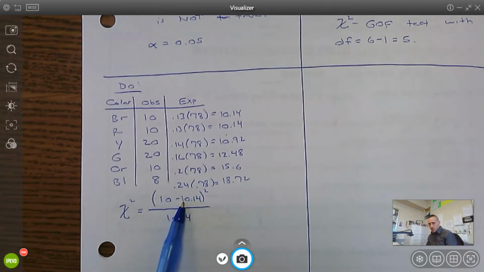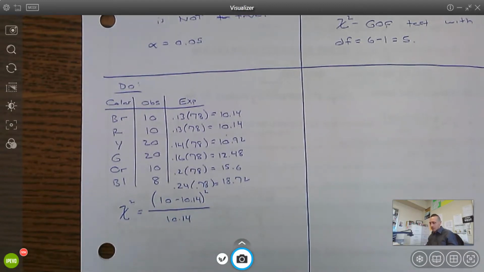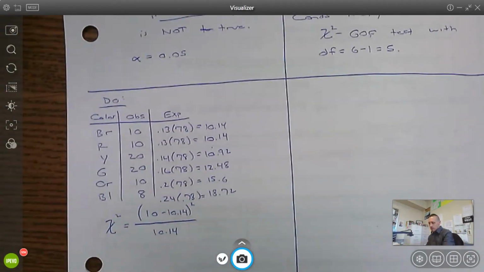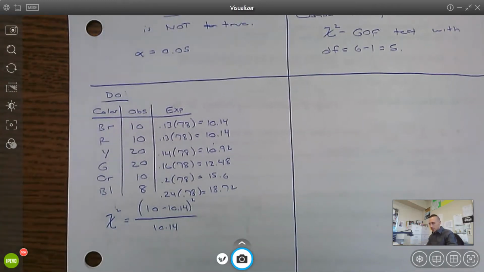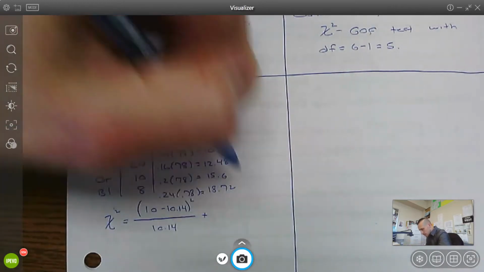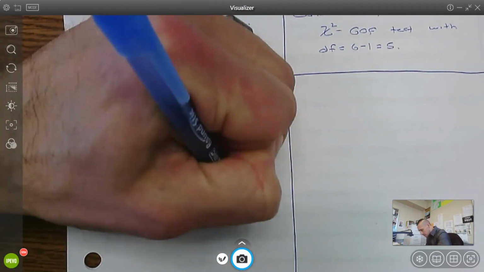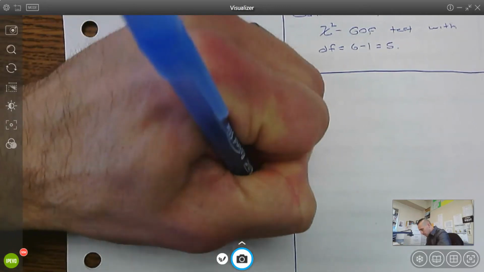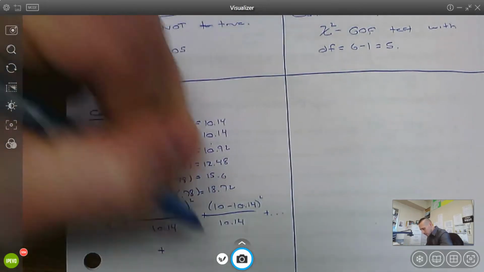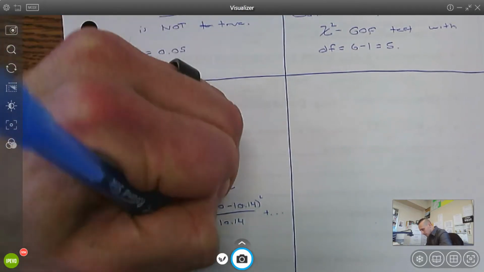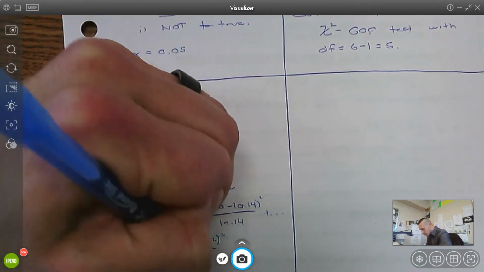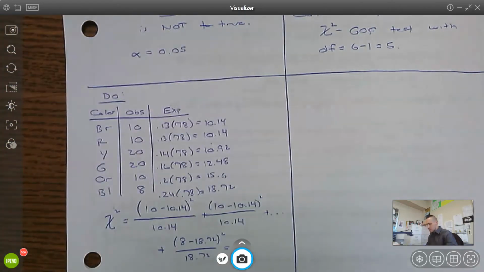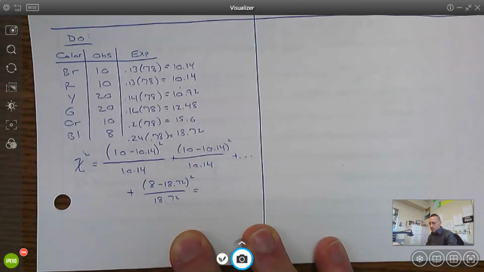The bigger the difference is, the more significant our data is going to be, because there's not much of a difference here, so that wouldn't be convincing evidence that the distribution is not true. So the bigger the difference is, the bigger our test statistic is going to end up being. So plus, if I do the next one for red, 10 minus 10.14 squared divided by 10.14 plus ... And then if I just do the last one for the blue, 8 minus the 18.72 squared divided by the 18.72 equals. So that's the work that I'm going to show for my test statistic.